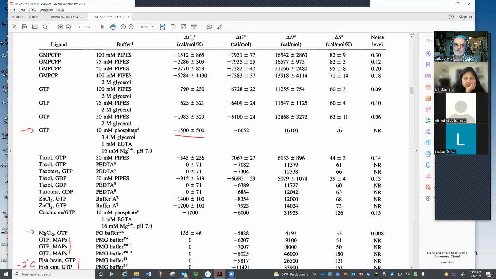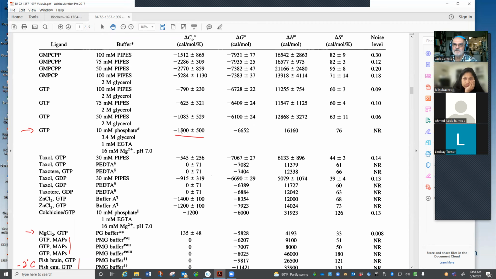So what we set out to do was do experiments in the presence of GTP, do experiments in the presence of non-hydrolyzable analogs, and then vary the buffer concentration or add glycerol or vary the magnesium concentration and ask questions about how that affects the parameters, okay? And so this is the Timashev data.